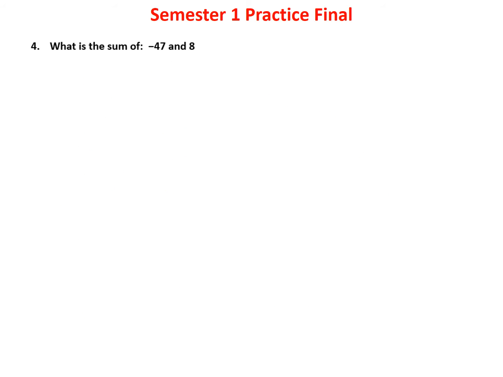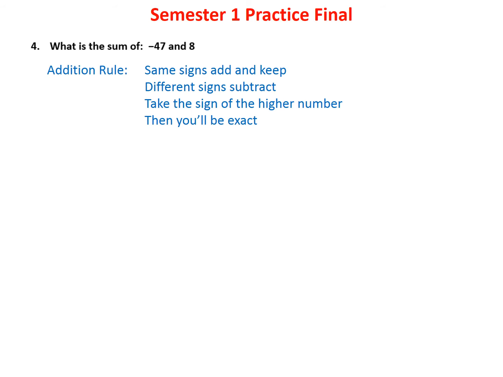Our next problem asks us, what is the sum of negative 47 and 8? I'm going to show you 3 different ways to work this problem, whichever way you're most comfortable with. The first way is to use the addition rule. You may remember this as a song. Same signs add and keep, different signs subtract. Take the sign of the higher number, then you'll be exact.